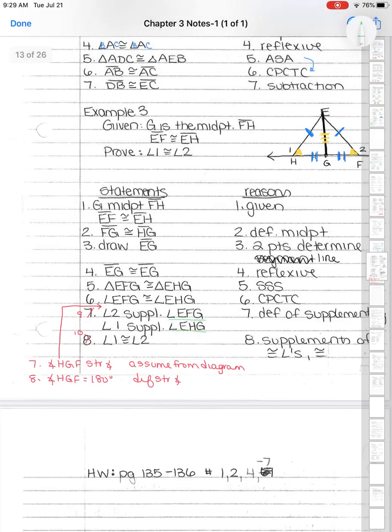Then my line 9 would say that angle 2 is supplementary to EFG and angle 1 is supplementary to EHG, by definition of supplementary angles. And then the last piece is I already know that this angle is congruent to this angle. So I have 2 angles, 1 and 2, that are supplementary to 2 congruent angles. Therefore, those angles are congruent.